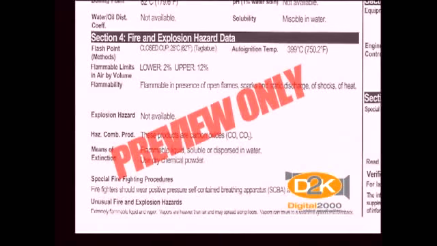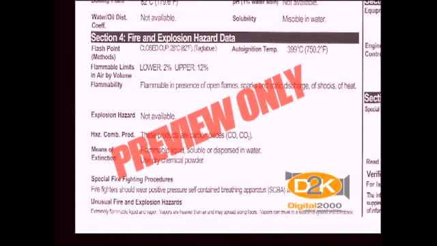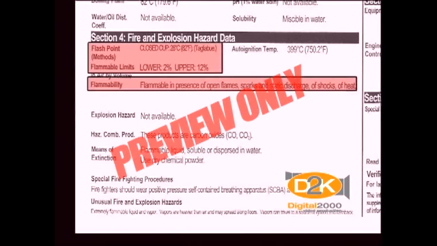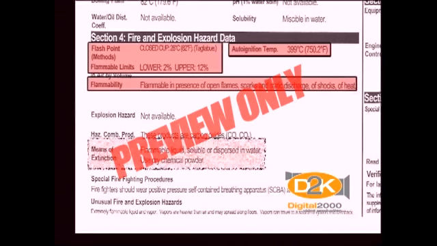The section with fire and explosion data provides information on the lowest temperature when the chemical could catch fire, or flash point. It also contains flammability data that lets you know if it's flammable, if it catches fire below 100 degrees Fahrenheit, is combustible, or if it catches fire above 100 degrees Fahrenheit. In addition, this section lists the best way to put out a fire involving that chemical.